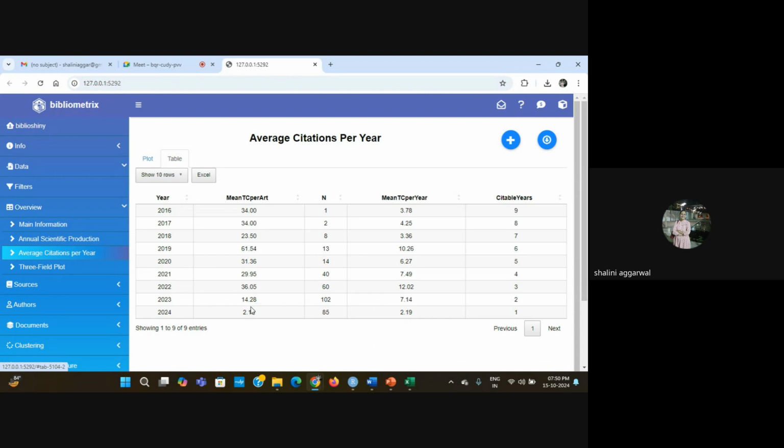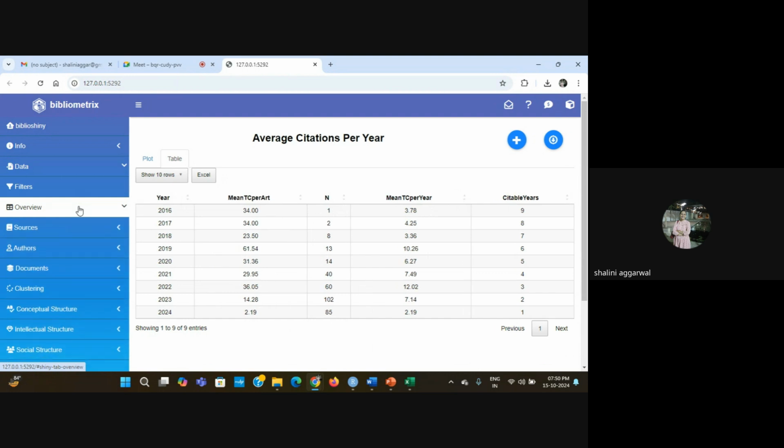What I normally feel is that this is also important: how many citations have been done per year. So you can use this table as well. You can download this, click onto this Excel file, and download this, and you can again put this into your paper, right?